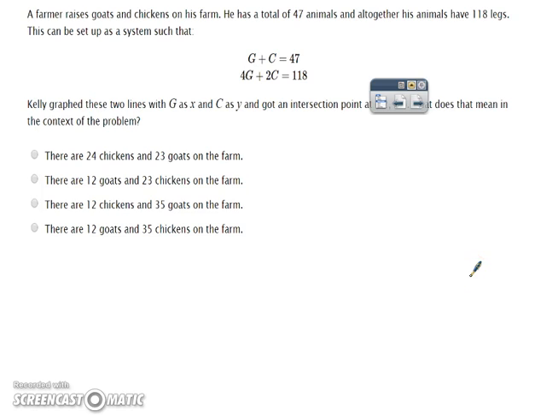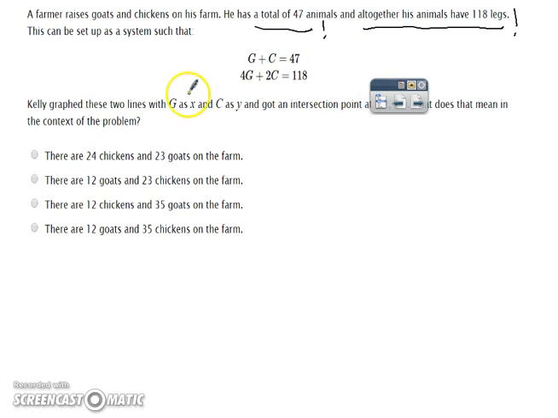All right, next question. This is the goat and chicken problem. It says, a farmer raises goats and chickens on his farm. He has 47 animals, so this must be G for goat and C for chicken. Goats and chickens is 47, so that was the first condition. The 47 animals, goats and chickens, makes 47. And altogether, his animals have 118 legs. So the other condition is that the animals have 118 legs.